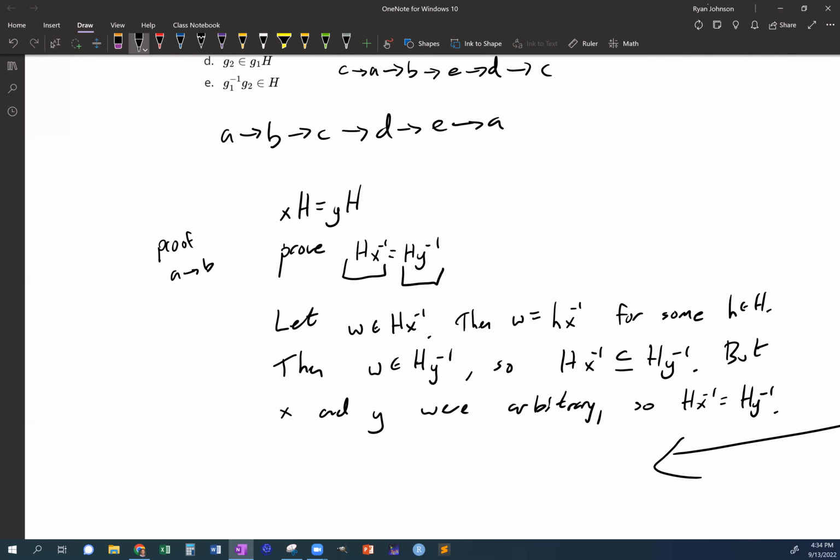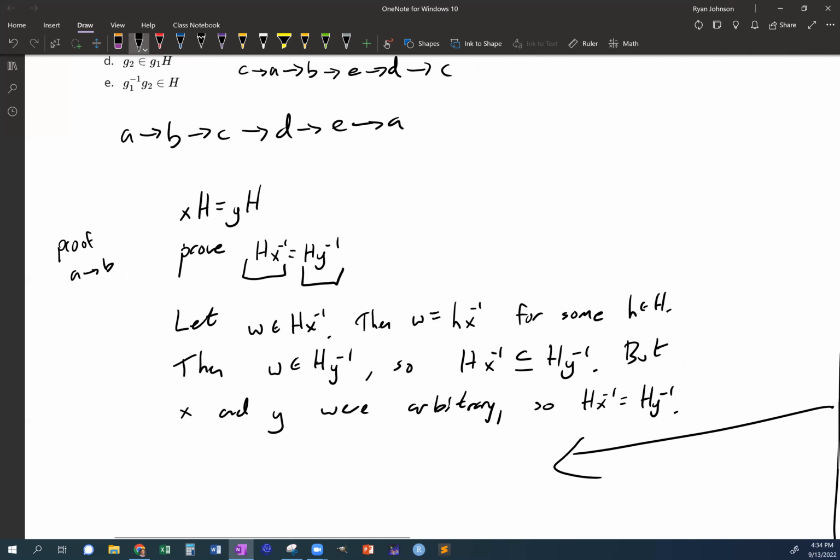So to prove the 2 sets are equal, you have to do double containment. But it turns out you only have to do single containment here, but we'll get to that in a second. So the way to do that is you say, well, let something be in the left one. Then what do you know about it? To be in here is to be equal to a little h times x inverse for some little h in big H. That's what being in the set means, being an H element times that x inverse.